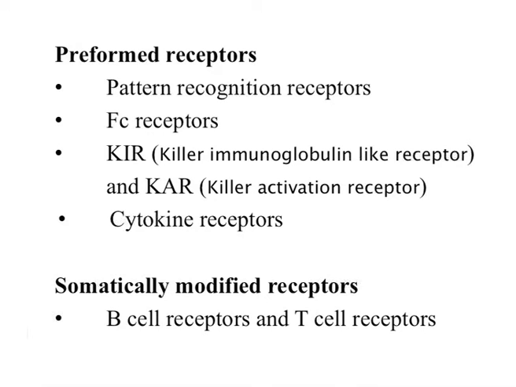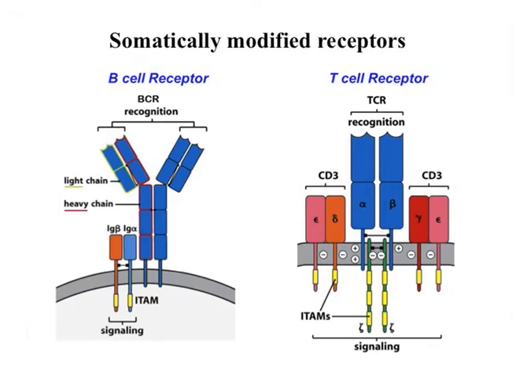Whereas B cell receptors and T cell receptors are somatically modified receptors, and they are part of the adaptive immune response. B cell receptors are membrane bound immunoglobulins, and each immunoglobulin molecule is composed of 2 heavy chains and 2 light chains. If we look at the cytoplasmic tail of the membrane bound immunoglobulin, it is too short to transduce any signal. So the membrane bound immunoglobulin needs help from 2 other proteins called Ig alpha and Ig beta.